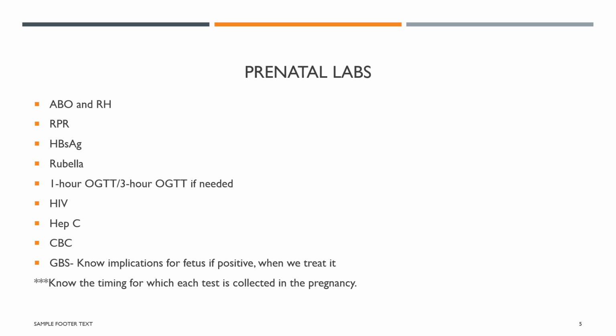Prenatal labs. Make sure that you understand what all the prenatal labs are for and the timing that we do the labs. Okay, so you need to understand that. Most are done in the first trimester. Some are repeated again in the second or early third trimester. Okay, so make sure you're looking at that. Know when GBS is collected and what we do it for and what we do with the woman who is GBS positive.